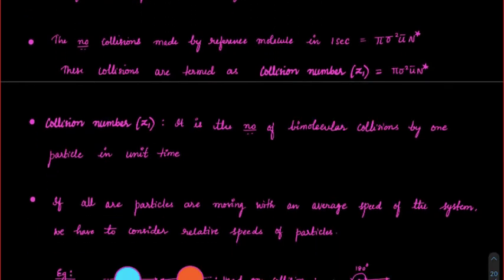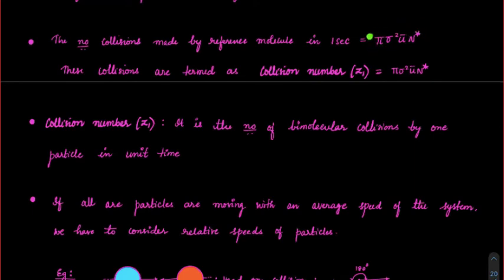Now, how many collisions will happen? Well, there are so many cylinders and so many particles. Then the number of collisions made by the reference particle in 1 second will be the same as the number of particles in the cylinder, because as long as their centers are inside the cylinder, I am counting it as a part of that cylinder, correct? So therefore it would make this many collisions.